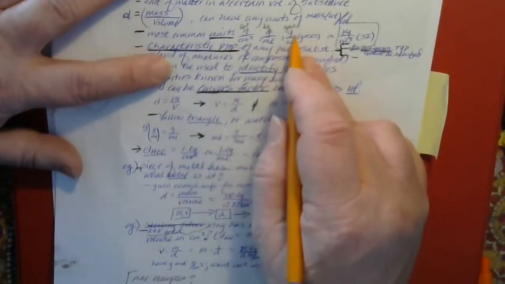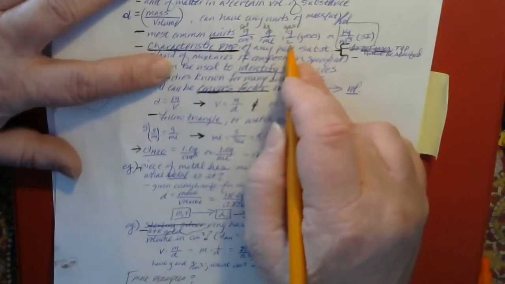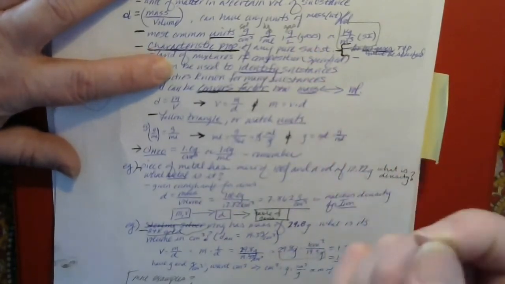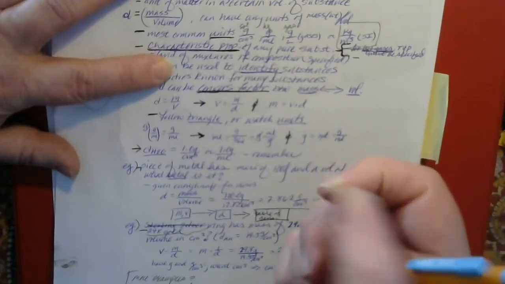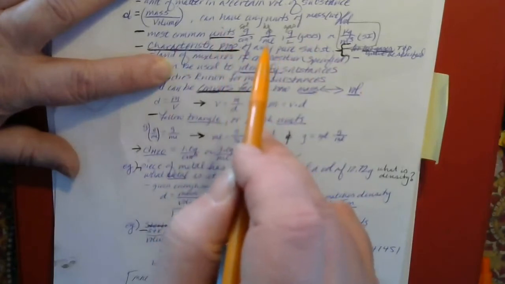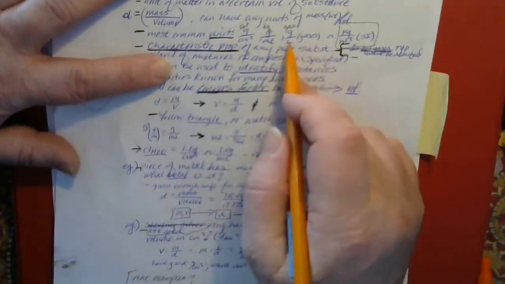And for gases, we usually use grams per liter, just because gases are not very dense at all. So if you use a small volume like a milliliter, you're going to have a really small number for the density. Whereas if you use a larger volume like a liter, which is 1,000 milliliters, you end up with a more reasonable number for the density of a gas.